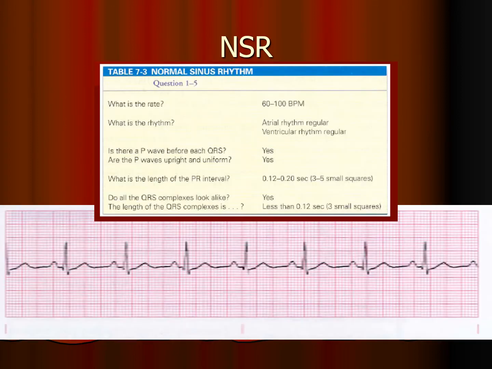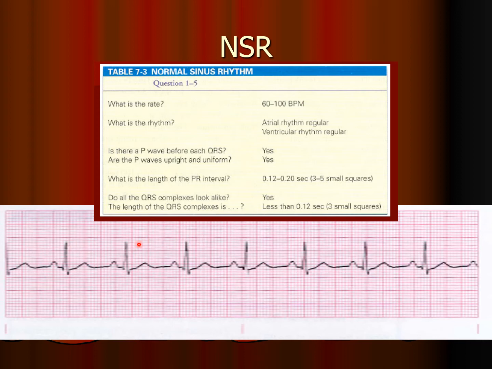All right. So let's look at our normal sinus rhythm here. So the rate, is the rate between 60 and 100? So we have a 6-second strip here, and we have 1, 2, 3, 4, 5, 6, 7. So roughly 70 beats per minute. So we could also count all the little boxes and do the math out. All right. Is the rate between 60 and 100? Check. What is the rhythm? Is it regular?